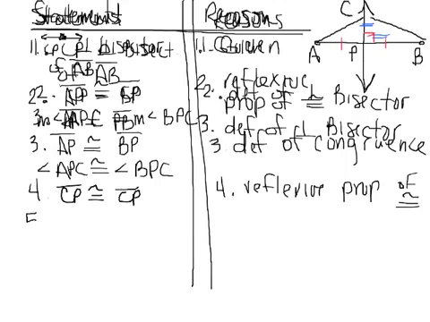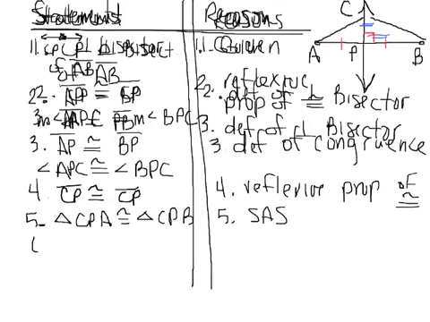Now we can actually say that triangle CPA is congruent to triangle CPB because of side angle side. Awesome. We're really done. Let's just wrap it up. Segment CA is congruent to segment CB.